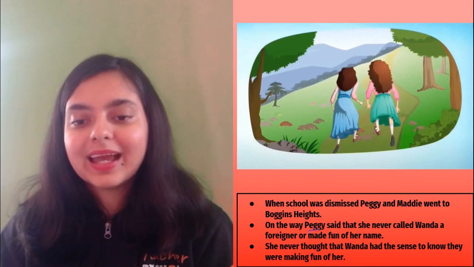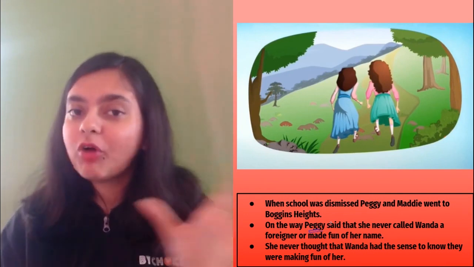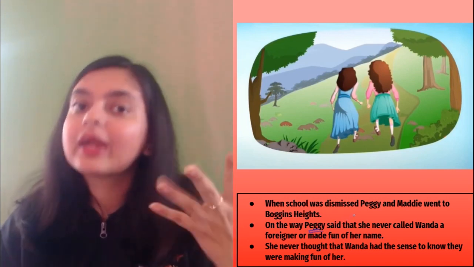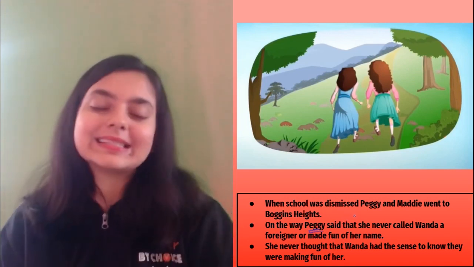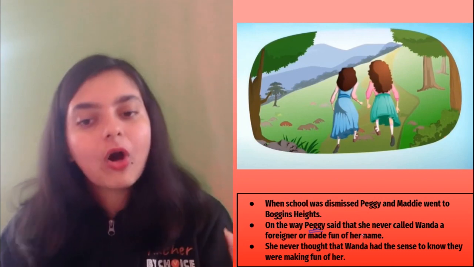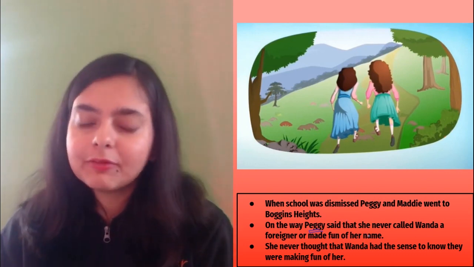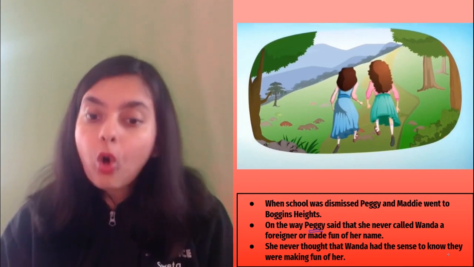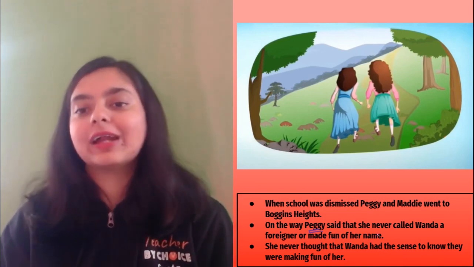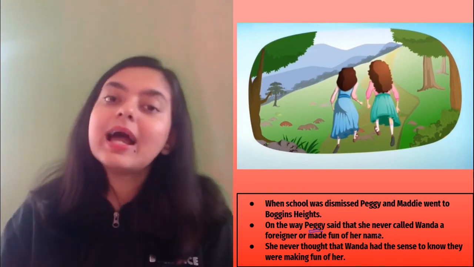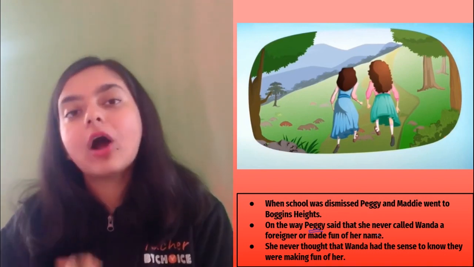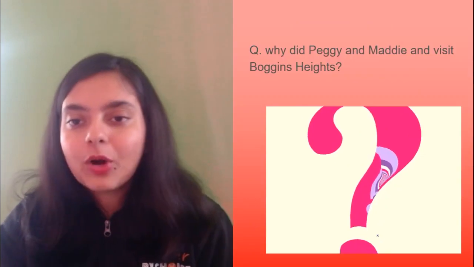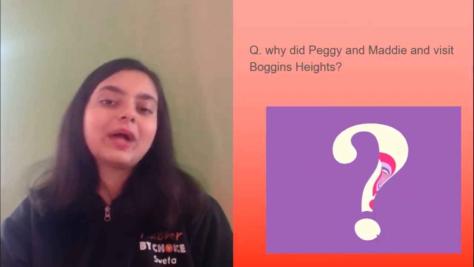So now here we will talk about Peggy. What was Peggy's reaction? Now she is also feeling that prick of conscience, that guilty conscience in her, and she said that she never called her a foreigner or made fun of her. She never thought that Wanda had the sense to know that they were making fun of her. So Peggy thought that Wanda is so foolish that she would not even understand that they are making fun of her. So question for you guys again.